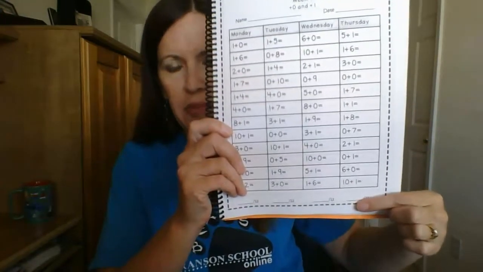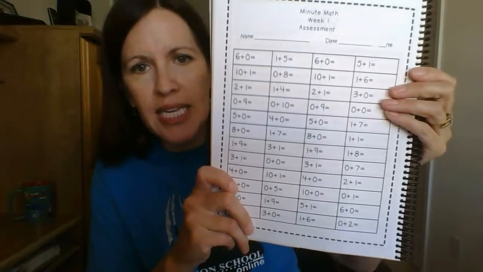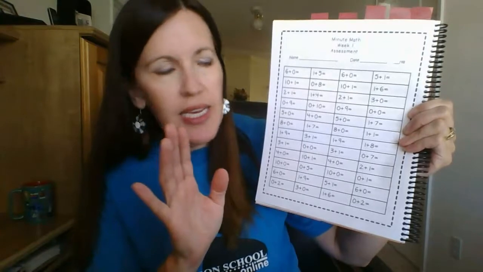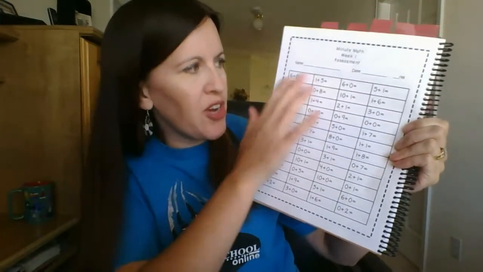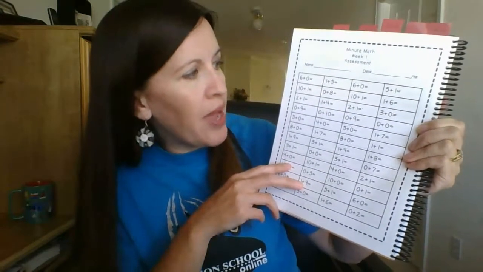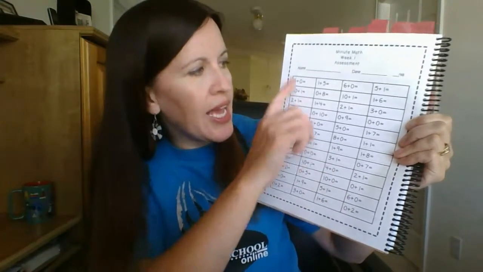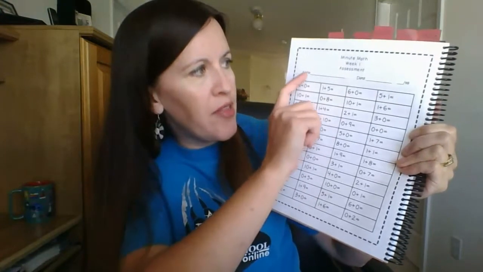Going to set our timer for 5 minutes, do as many as we can, and mark off how many we did. And then the difference on Thursday is if you flip the page over, there's something that says week 1 assessment. So it's similar as the others, just a lot more problems. Again, doesn't matter how many we do in our 5 minutes, we're just going to try our best, use our counters, whatever we need to do our adding plus 0 and 1, and do as many as we can and put our name and then how many do we get at the top.